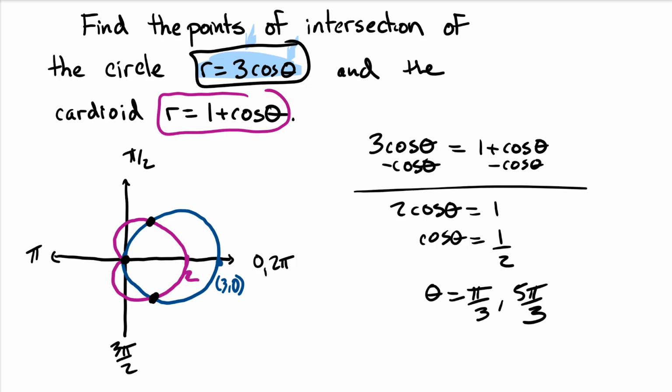But what about that little point? What happened? Wait. So we got our pi over 3 here, right? That angle that goes through, and we got our 5 pi over 3. How it goes through here. But what about this point? What about at pi? I know it hits at pi. I can see it. I know it goes through. So how do we know?